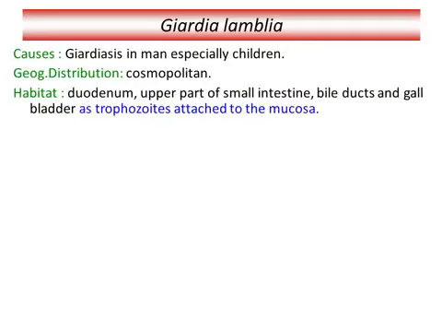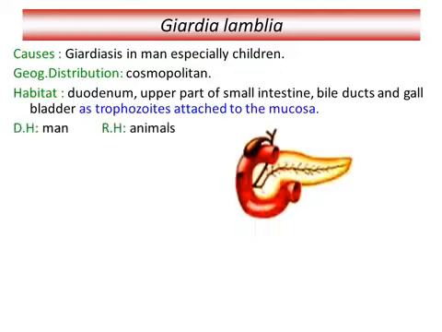Habitats: duodenum, upper parts of the small intestine, bile ducts, and gallbladder, as trophozoites attached to the mucosa. Definitive host is man. Reservoir host: animals.